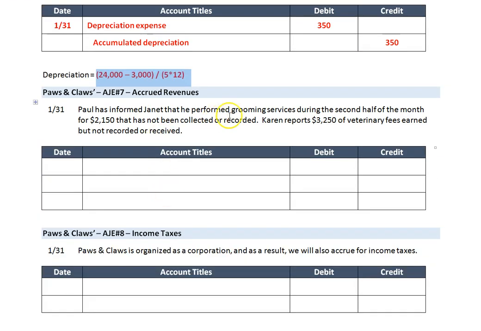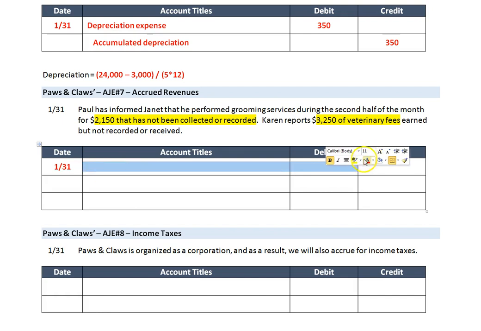All right, accrued revenues. Paul's informed Janet. All right, so they have 2,150 of revenue that has not been collected or recorded. Karen reports that of veterinarian. So the first one's grooming, the second one's veterinarian. Again, we're not receiving the cash, so we have to put it to accounts receivable, and accounts receivable should be hit for the total amount, so the addition of the two, 3250 plus 2150.